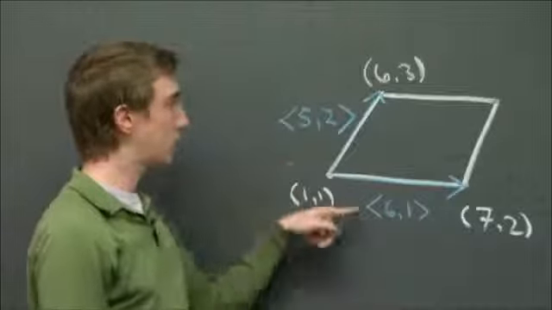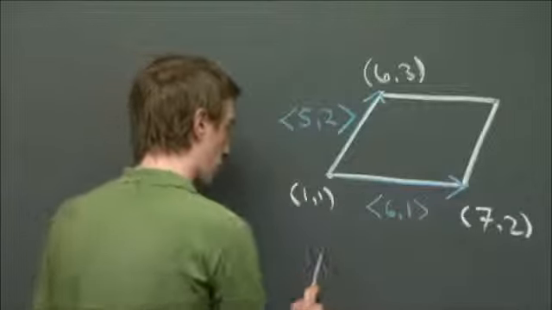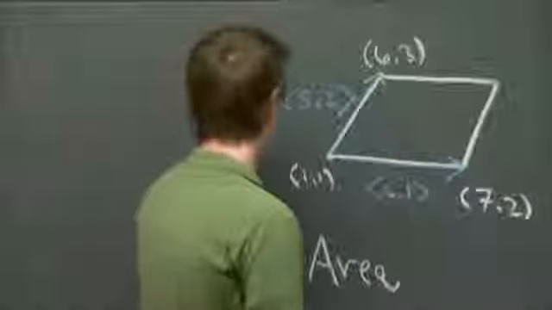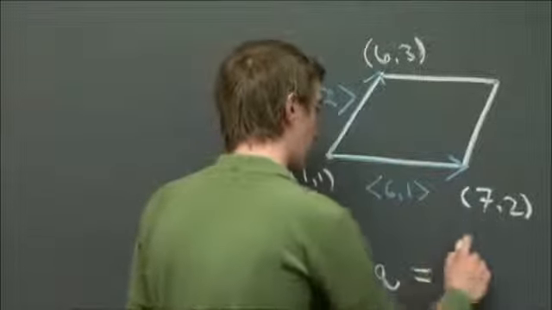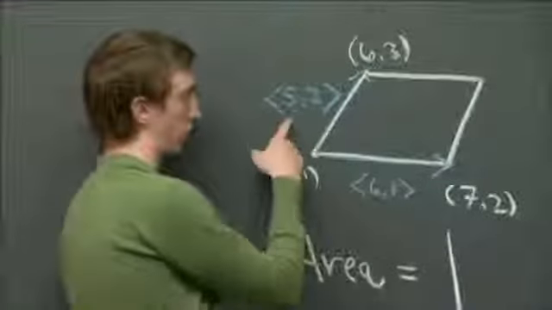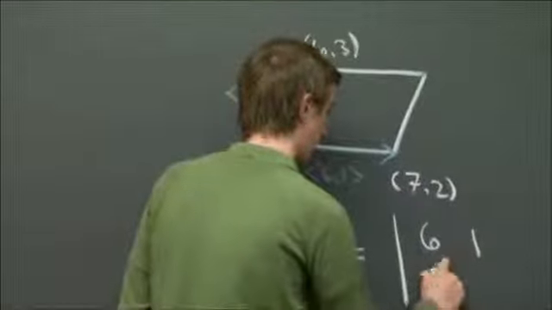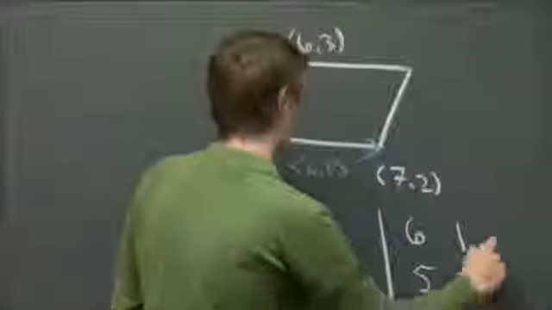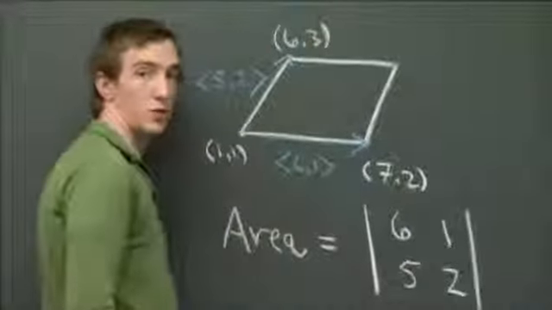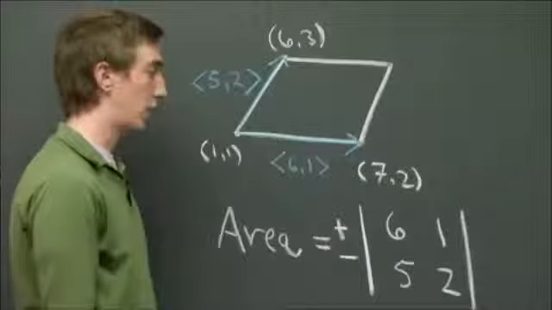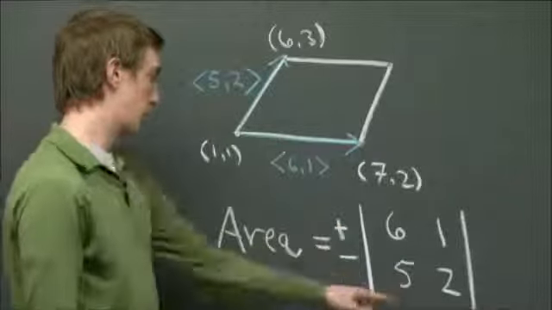So now that we have these two vectors, the area of our parallelogram is just going to be the determinant of our two vectors. Well, we'd better be careful. It's going to be plus or minus the determinant that is the area. So let's compute this determinant.